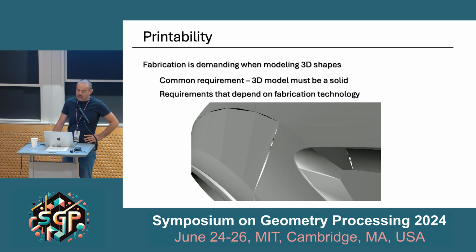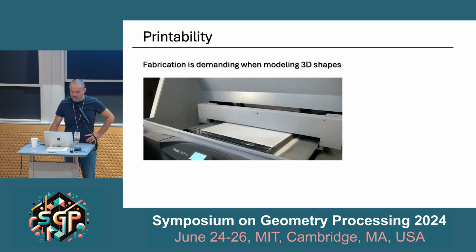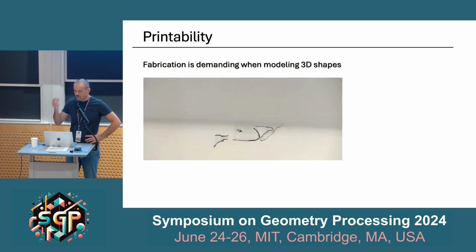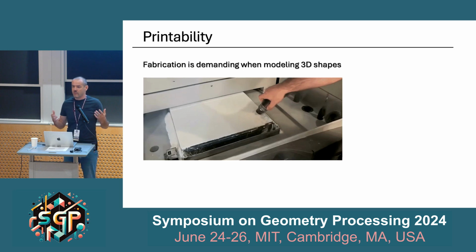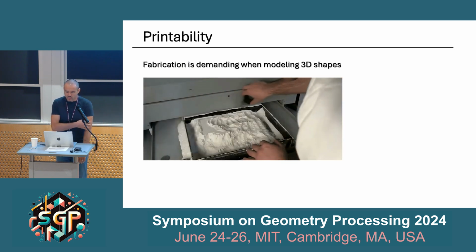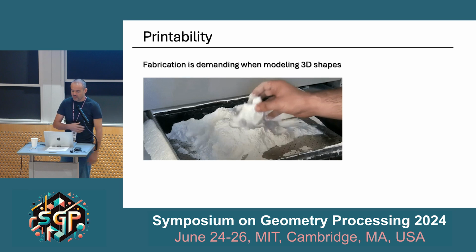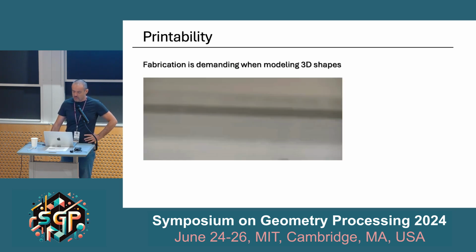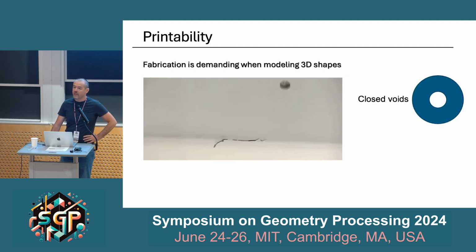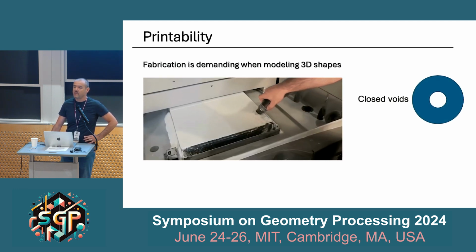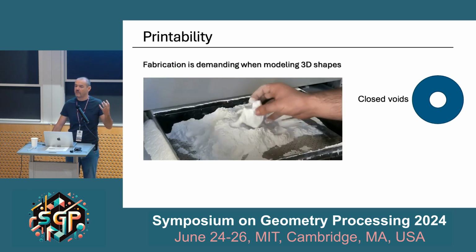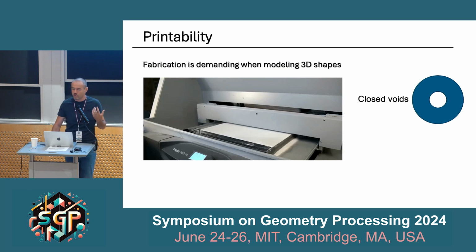Then there are requirements that depend on the specific technology you are going to use. For example, if you print using a powder bed technology, what happens is that at the end of the process, you have to absorb the remaining powder and extract the object from it. And you can imagine that if you have an object like that with a closed void, what happens is that if you produce it using such a technology, you would have the excess powder trapped in the cavity. And this is, of course, not what you want.